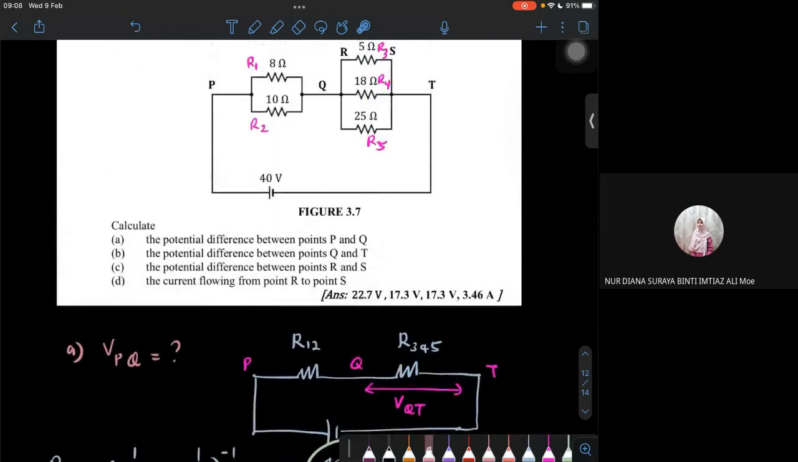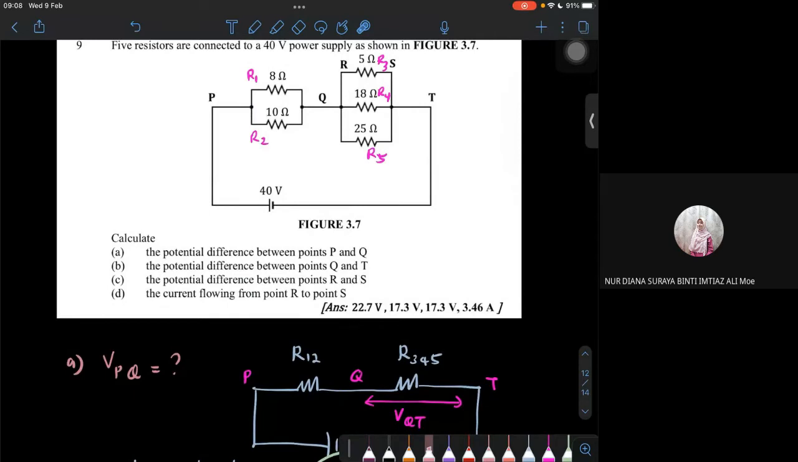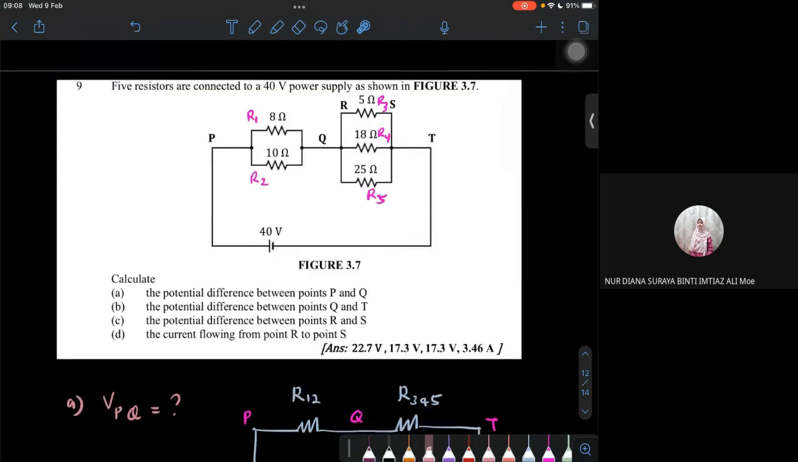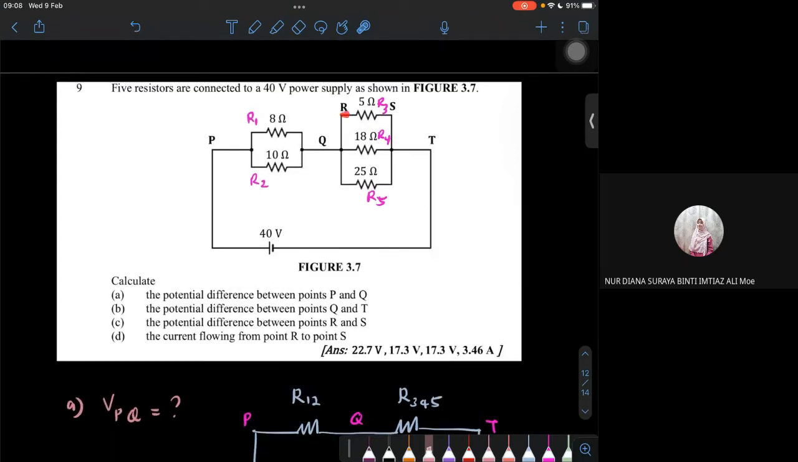Okay, next one. We want to find what is the potential difference between point R and S, which is basically point R and S ni adalah across the resistor number 3 here. So how do we find this one?